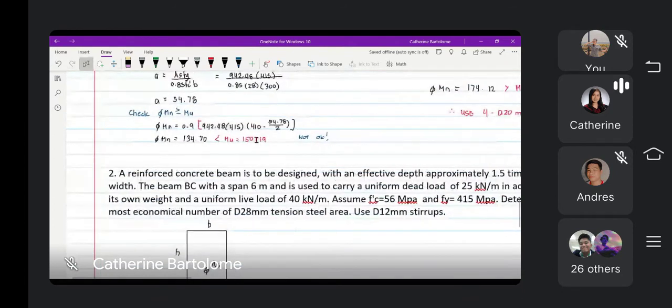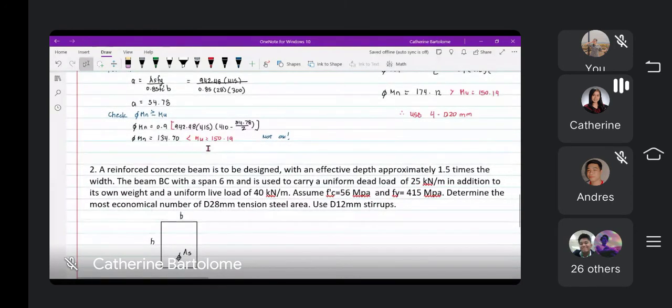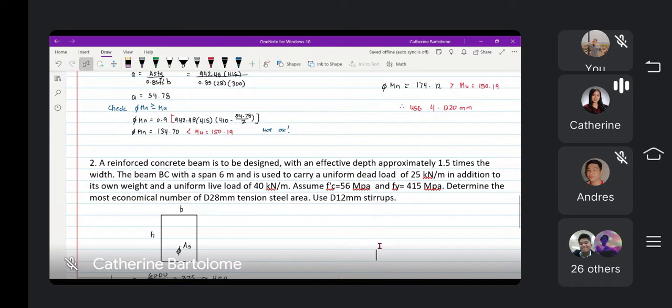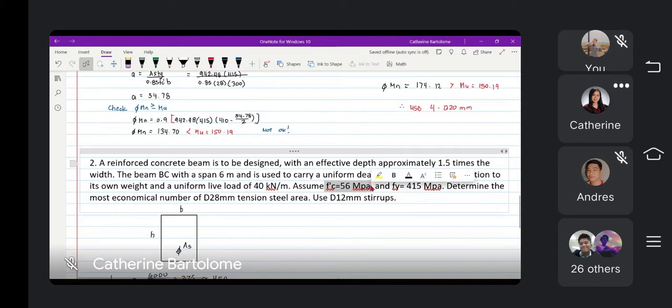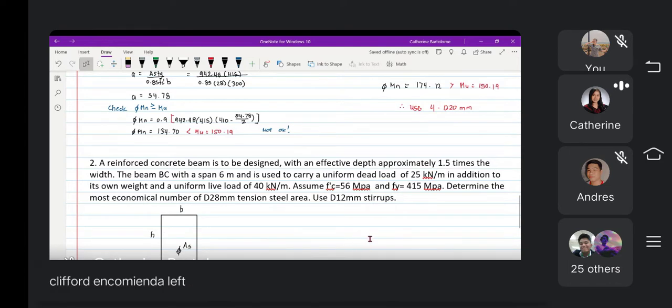Okay, so this problem is just the same as our example. Okay, so a reinforced concrete beam with an effective depth of 1.5 times the width, the beam BC, ito ba yung sinabi ko sa'yo? Span of 6 meters is used to carry a uniform dead load of 25 kilonewton per meter in addition to its own weight, and a uniform live load of 40 kilonewton per meter. So we assume fc' is 56 MPa, fy is 415. Determine the most economical number of D28 tension steel area.